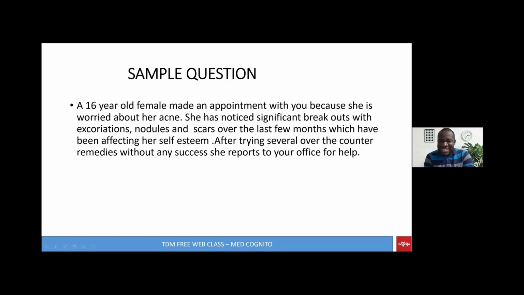A 16-year-old female made an appointment with you because she is worried about her acne. She has noticed significant breakouts with discolorations, nodules, and scars over the last few months, which has been affecting her self-esteem. After trying several over-the-counter remedies without any success, she reports to your office for help.